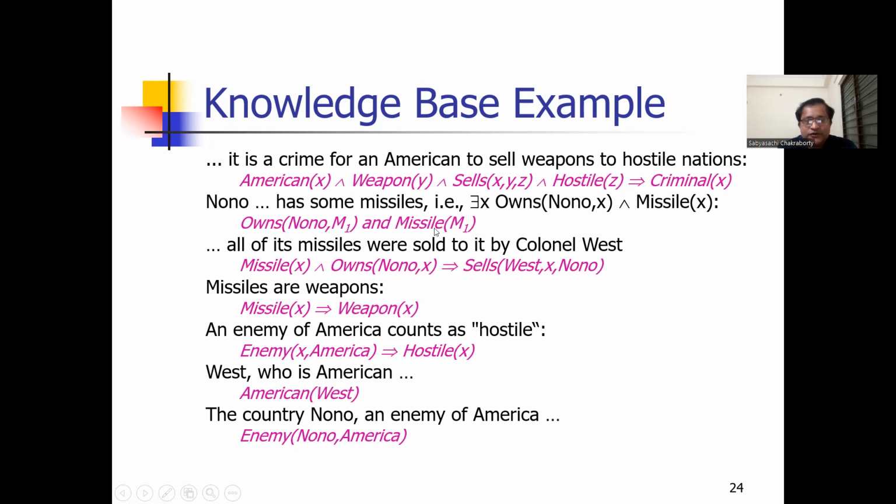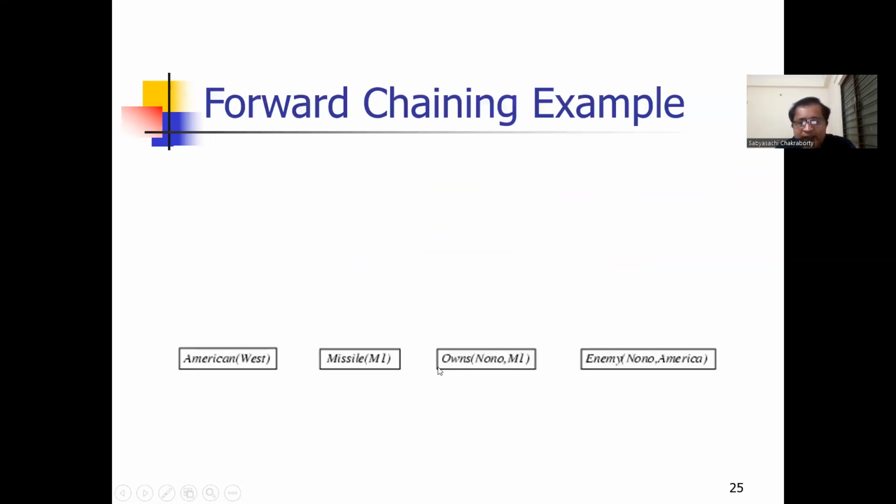This is a fact. So if I apply this fact here, missile X, in place of X, M1 will come. So definitely M1 will come because we are already declaring that M1 is a missile. If X is a missile, then X is a weapon. If M1 is a missile, then M1 is a weapon. That is true. So in the raw data, we have M1 is a missile, and we have Nono owns M1.